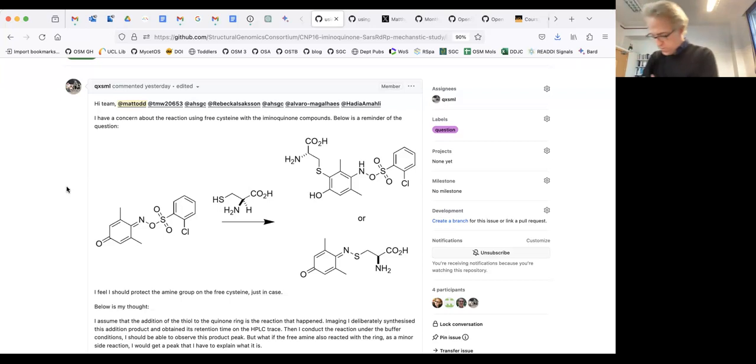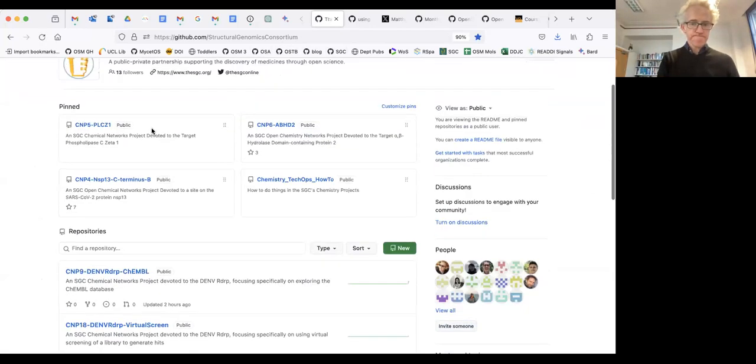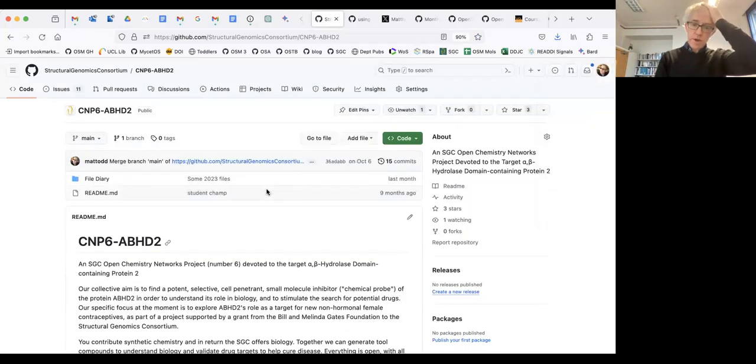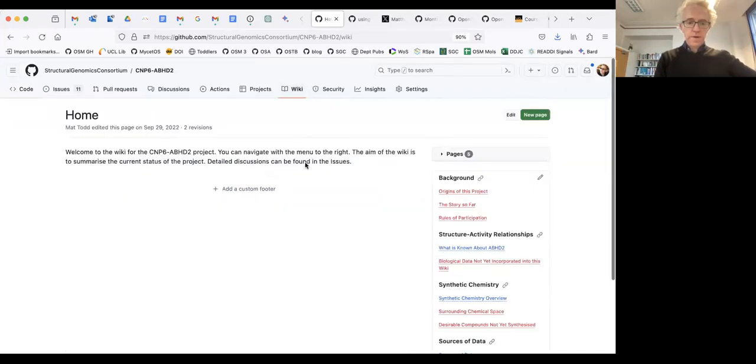This also goes for times when you are interested in a certain chemotype. So let me bring up another example, which is the ABHD2 project, because this is a project which is currently ongoing.